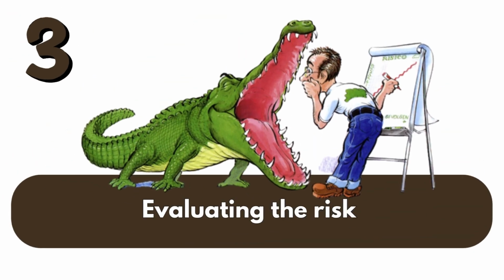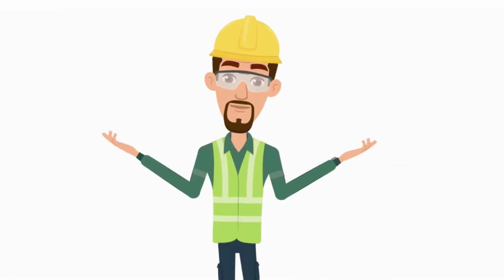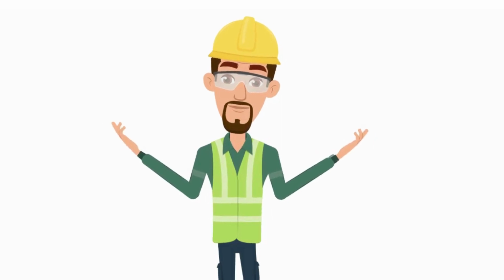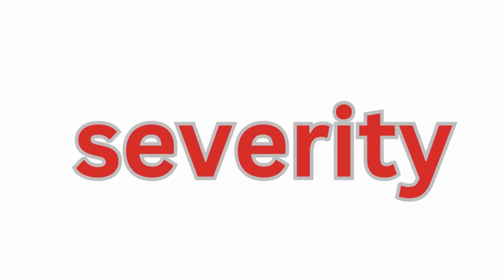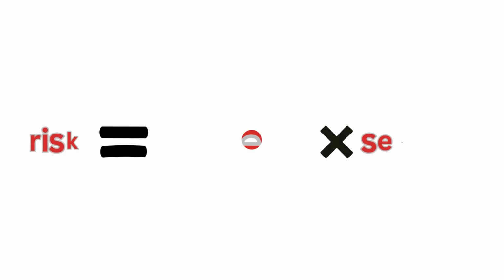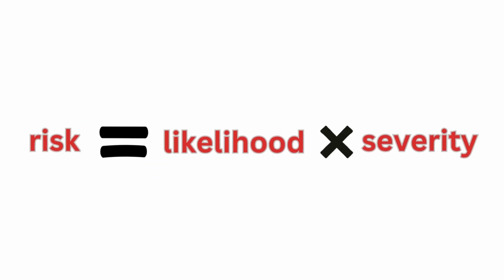Evaluating the risk of hazards. This step involves quantifying and qualifying the risks associated with identified hazards. We calculate risk as the product of the likelihood of an incident and the potential severity of its consequences. Risk equals the likelihood of harm times its severity.